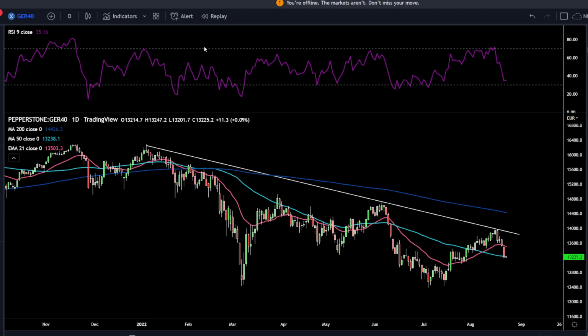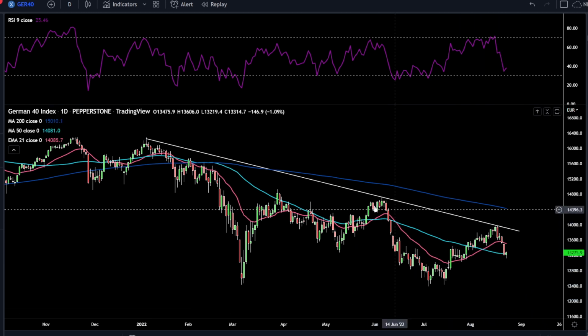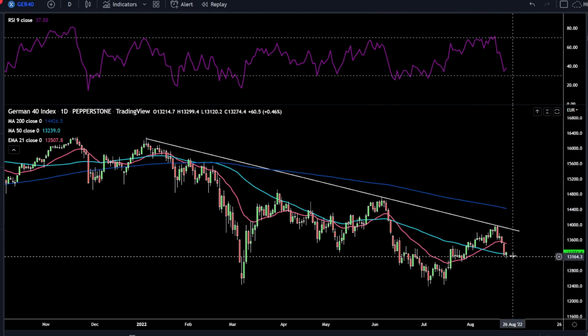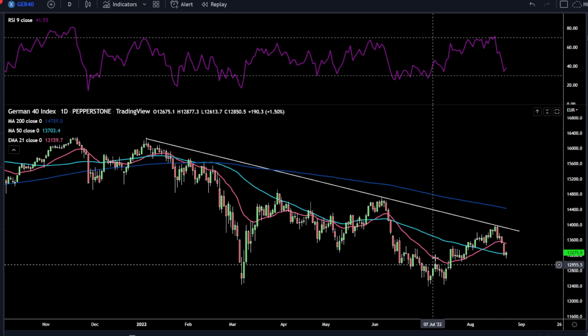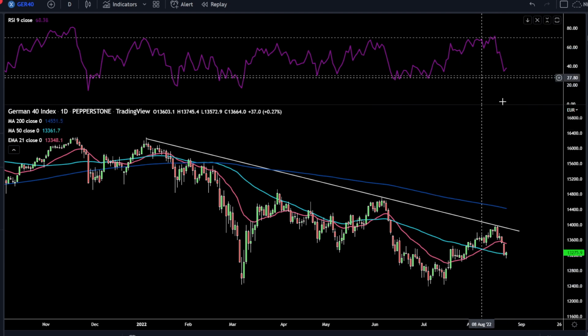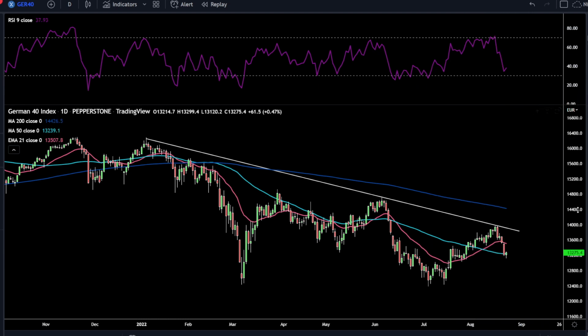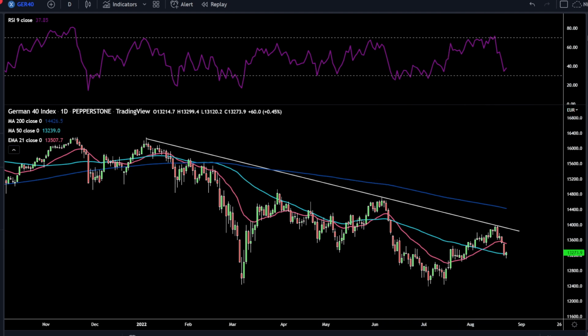Let's move on to the German 40, the DAX. We're seeing a bit of support here on this 50-day simple moving average. Again, downtrend line resistance. We're at this sort of key threshold here around this 13.2K level. Below there, if the bears can continue to push it lower, 12.5 is the level I'll be looking at. Obviously, I think the RSI is not in oversold territory yet. It could push lower. There's a bit more room to run. While it remains below the 50 mark, the short bias strategy remains intact.